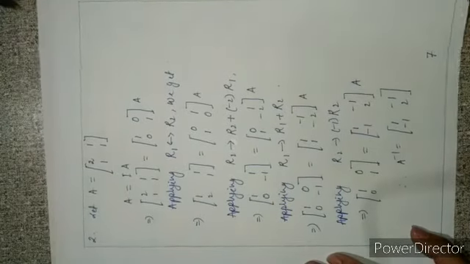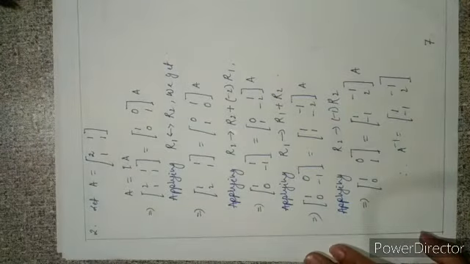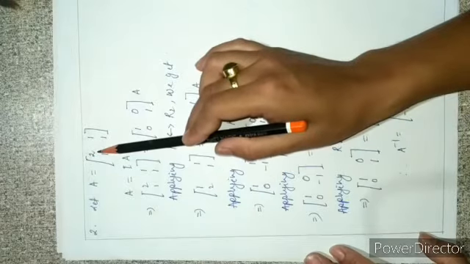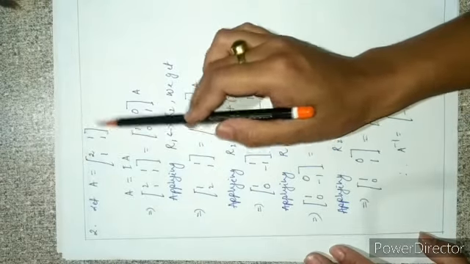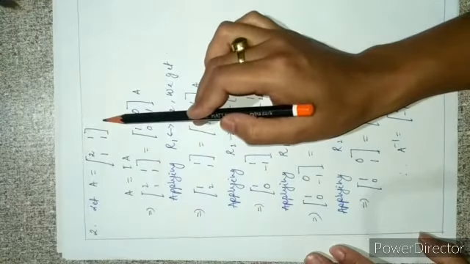Next question, question number 2. This is the last question. The matrix A is 2 1 and 1 1. By using elementary row transformation, find the inverse of this matrix.